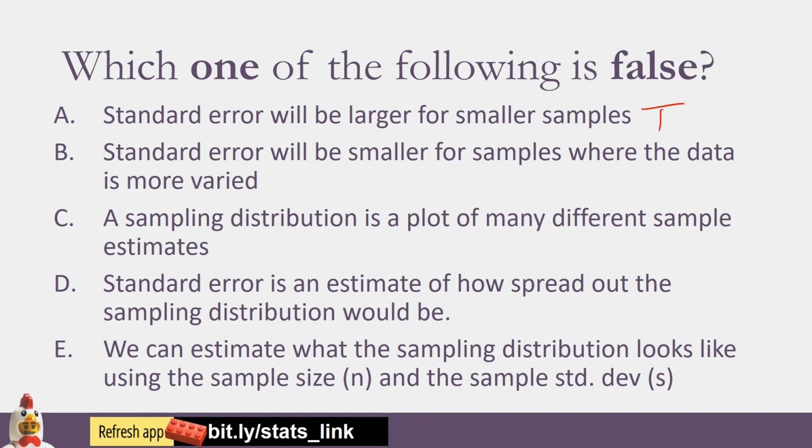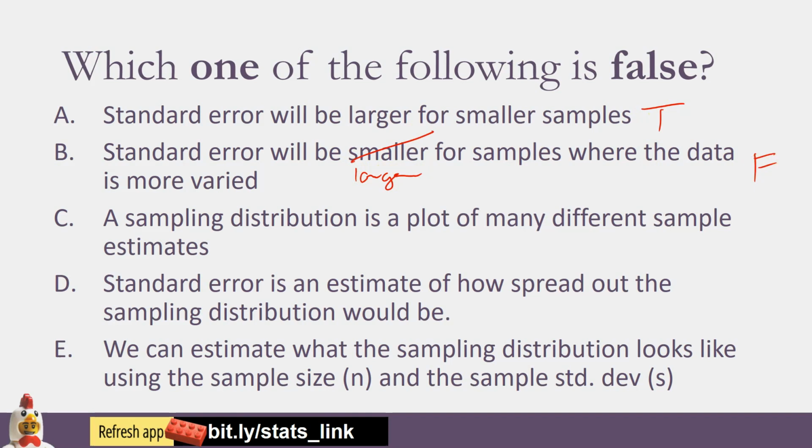Whereas if there's lots of variability in people's responses, someone says chocolate, someone says vanilla, someone says hokey pokey, lots of variability, I've now got lots of uncertainty. So more uncertainty, more standard error, the more variability there is. So this one is the wrong way around. This is our false statement.